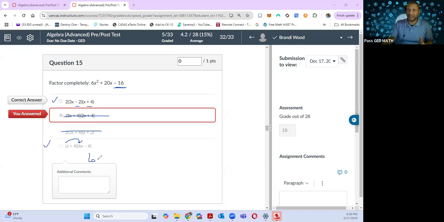X times 6x is 6x squared. X times minus 4 is minus 4x. Plus 4 times 6x is a positive 24x. And then, x times minus 4 is a minus 16. So that's two ways you could do that problem. So it's either one. Again, you could also multiply this one out.